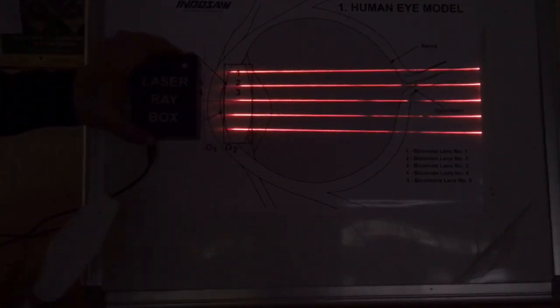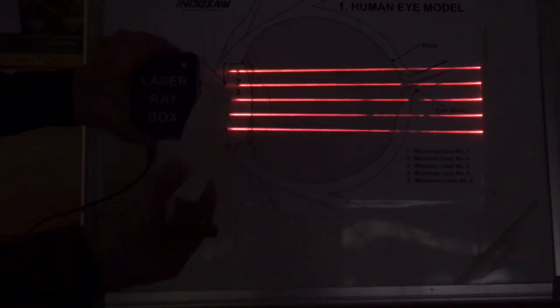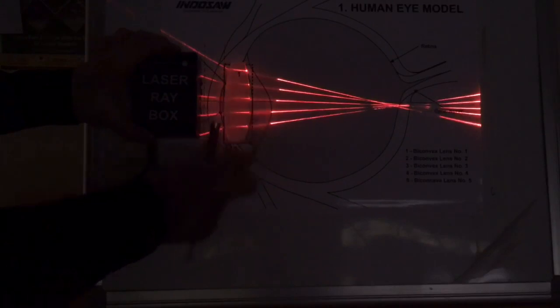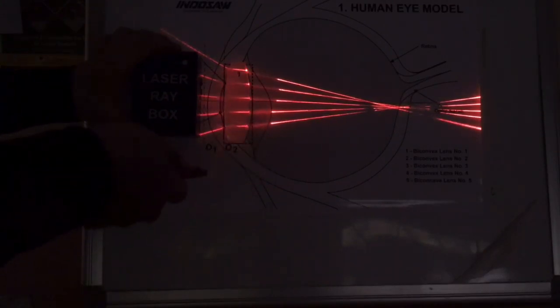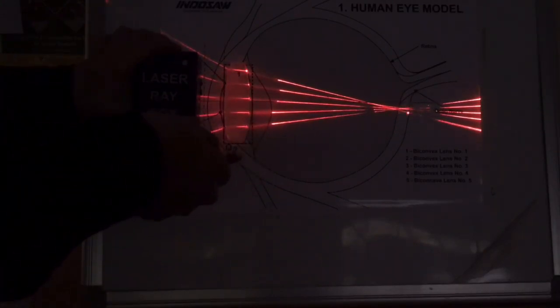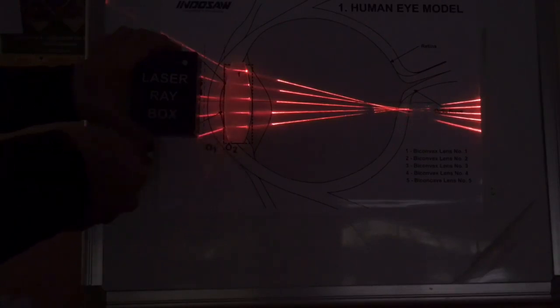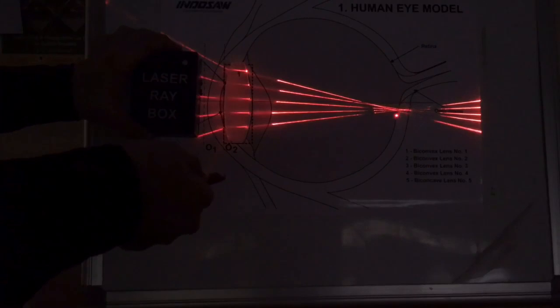See, this is a convex lens. I'm going to put it at this position. This quite resembles your natural eye lens. The main thing is this is the converging point of all the radiations. All the radiations tend to meet at the retina. So this is natural vision.